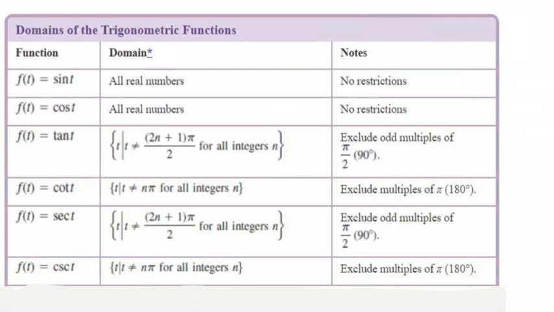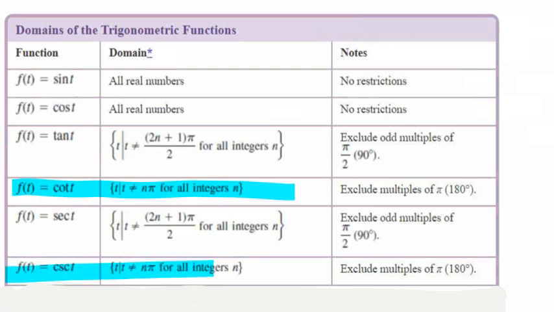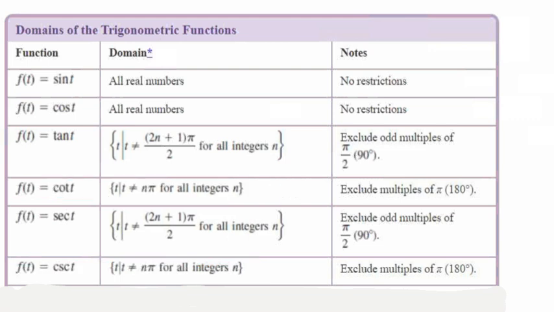For secant, you're going to notice that that's actually the same as tangent, right? Those are the same. So we're excluding odd multiples of pi over 2, or 90 degrees, because t cannot be 2n plus 1 times pi over 2 for all of our integers n. And then notice that for cotangent and cosecant, those actually match as well. So t cannot equal n times pi for all integers n. So we're excluding multiples of pi, or 180.